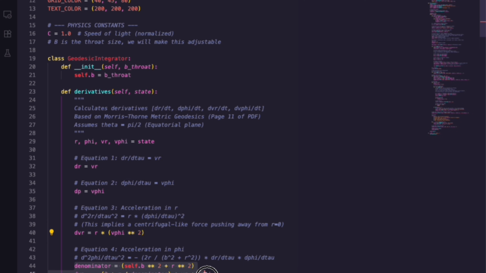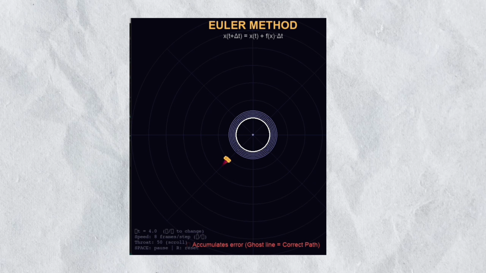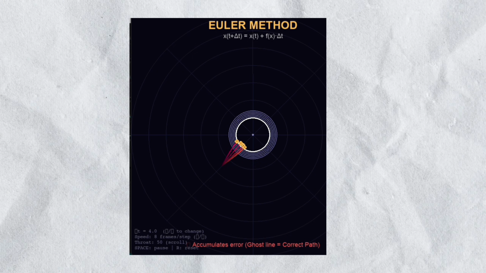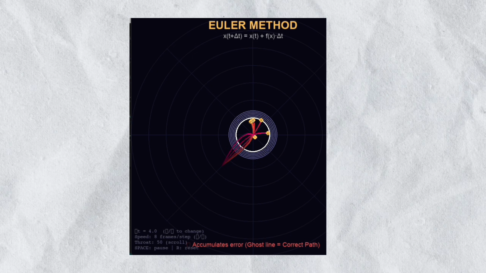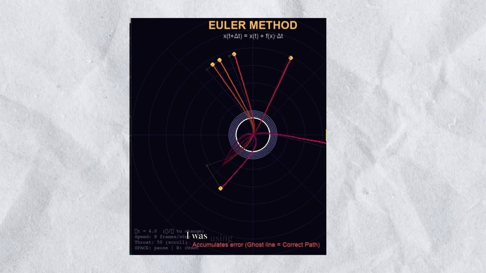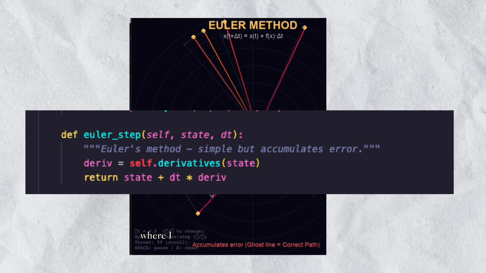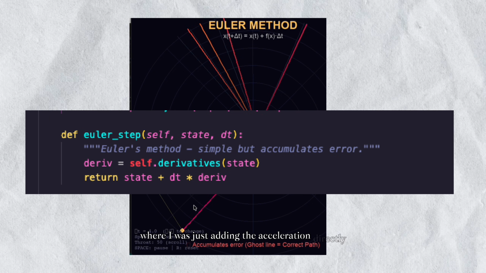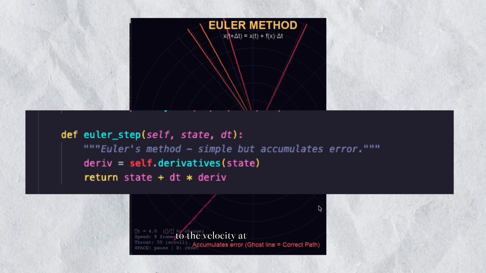But here's a problem I ran into almost immediately. My rays were doing weird things, taking sharp turns, stepping directly into the throat. And the issue? Well, I was using Euler's method, where I was just adding the acceleration directly to the velocity at each time step.